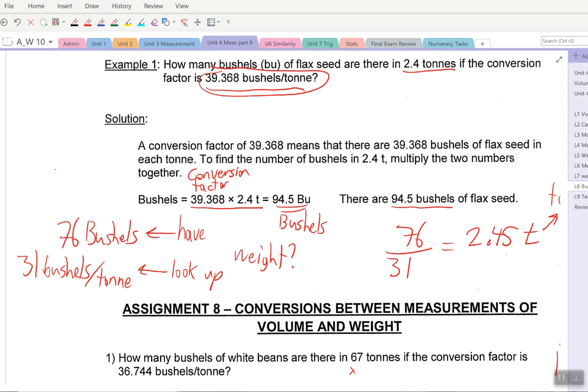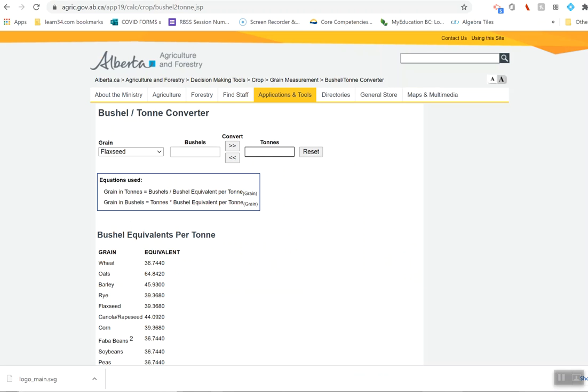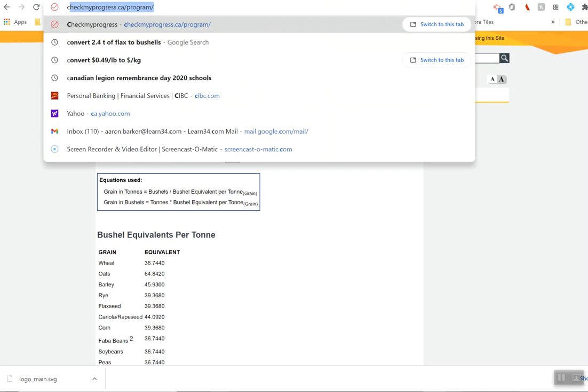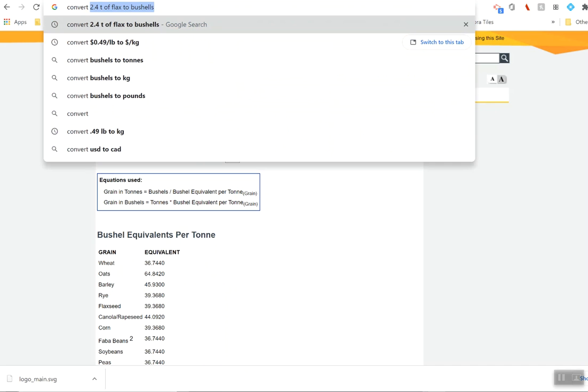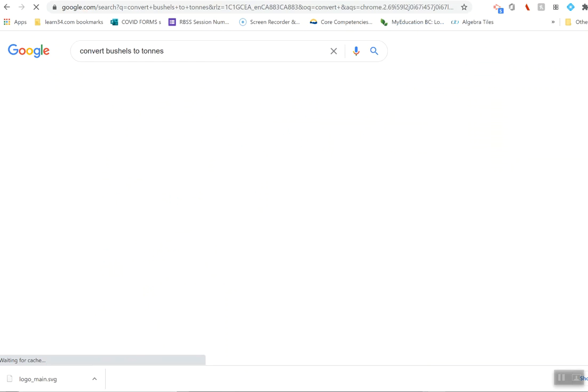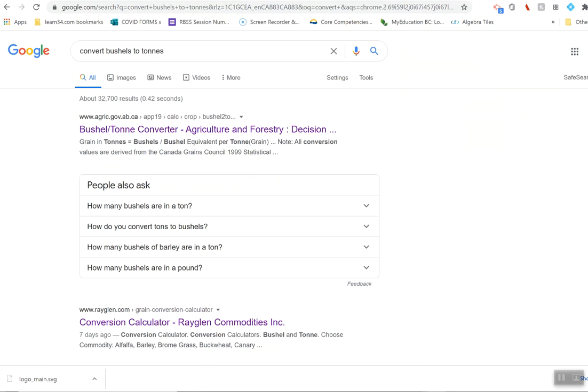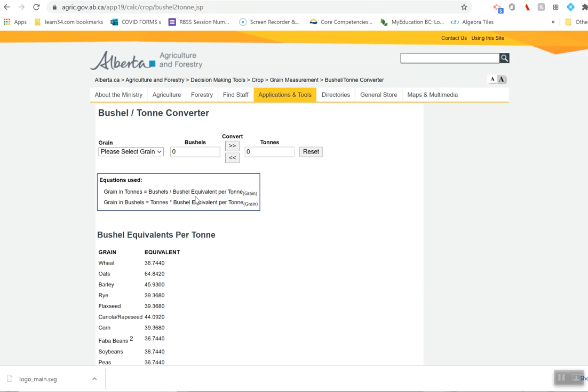Okay, so what we're doing is converting 2.4 tons of flax into bushels. So let's just find an online converter to help us with this. So here's an online converter. How do I find it? Just type in convert bushels to tons, or tons to bushels, whatever you want. And just choose one of these grain converters. This one from Alberta is really good.